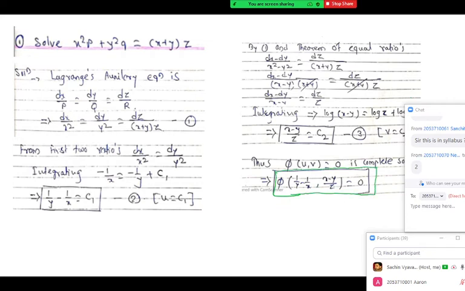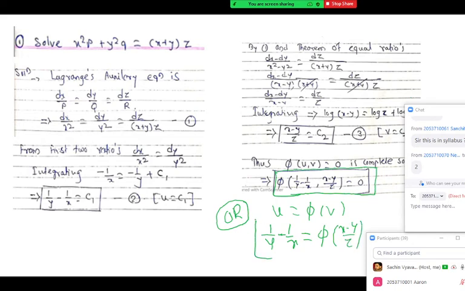Phi, this is u comma v equal to 0, or there is another way of writing the answer: u equal to phi of v. So u is like 1 by y minus 1 by x. 1 by y minus 1 by x is equal to phi of x minus y upon z. So you can write the answer either in this form or in that form. Both are correct. Okay. Is it clear? Any doubt?